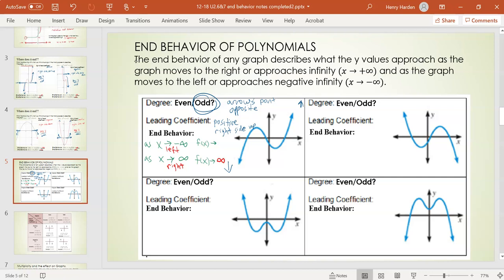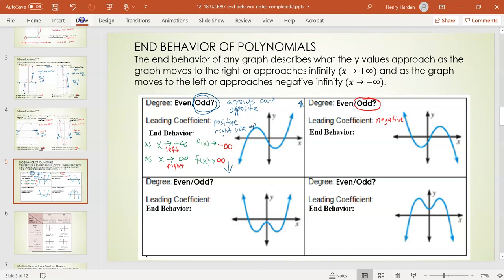So then you would say, all right, since the right side points up and this is odd, the left side is going to be pointing down, which it does. If you look over here, we have another odd function because the arrows point in opposite directions. But the leading coefficient is negative this time because the right side points down.